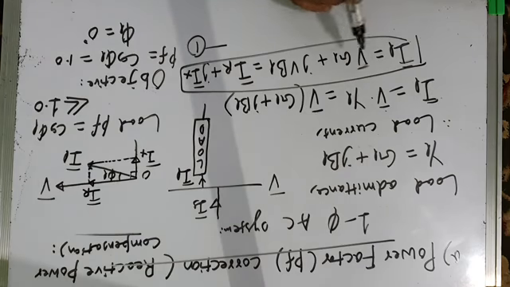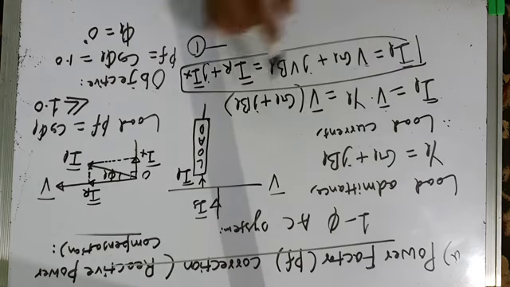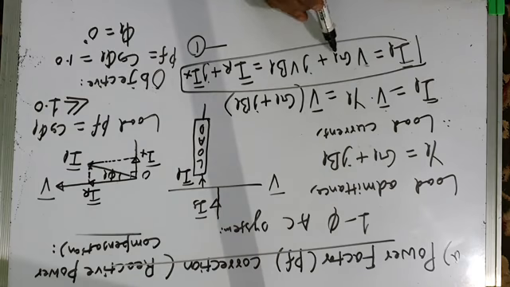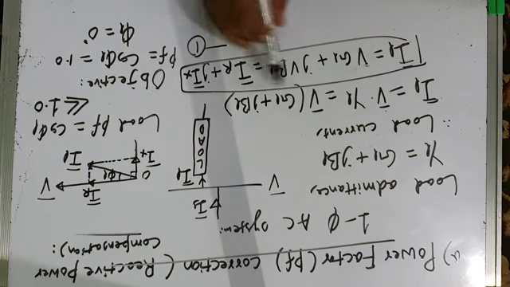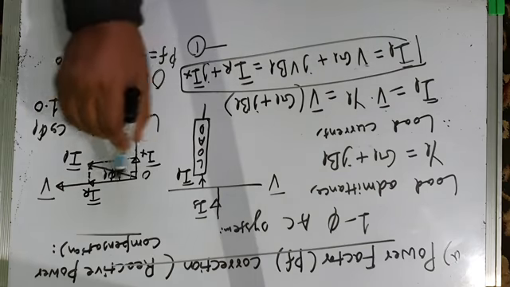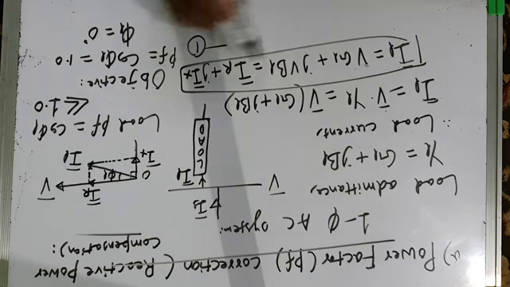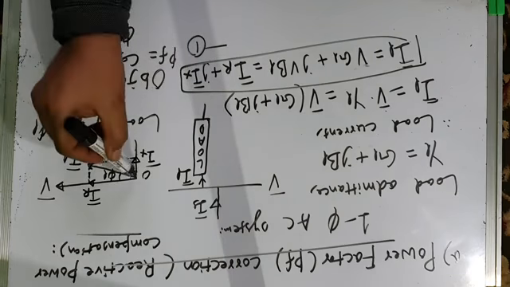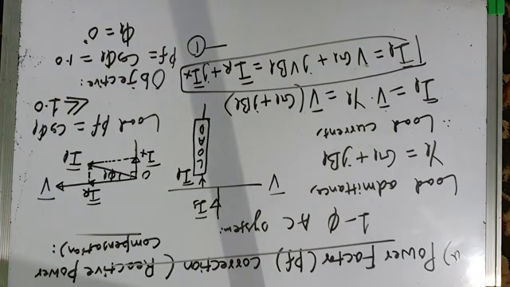So load current IL in terms of admittance of the system is voltage into conductance plus J times voltage into susceptance. So this is the real part, this is the reactive part. The real component of current is IR as per this phasor diagram, and reactive component of current is Ix, the quadrature component of current. Okay. So therefore, our aim is to make power factor unity.